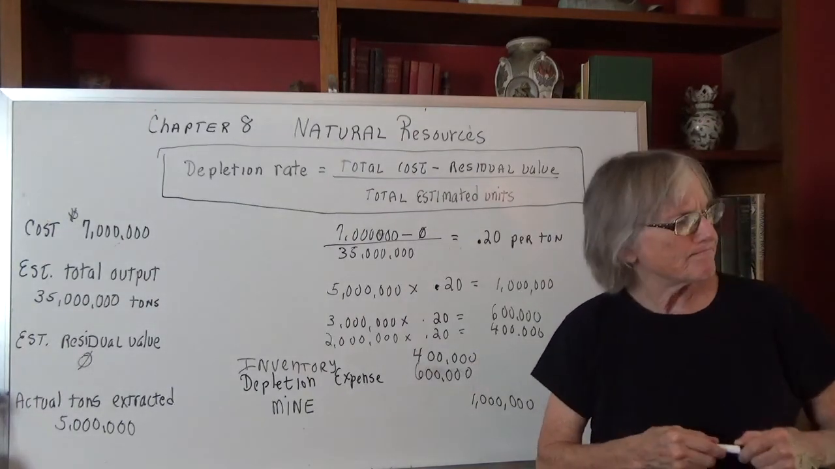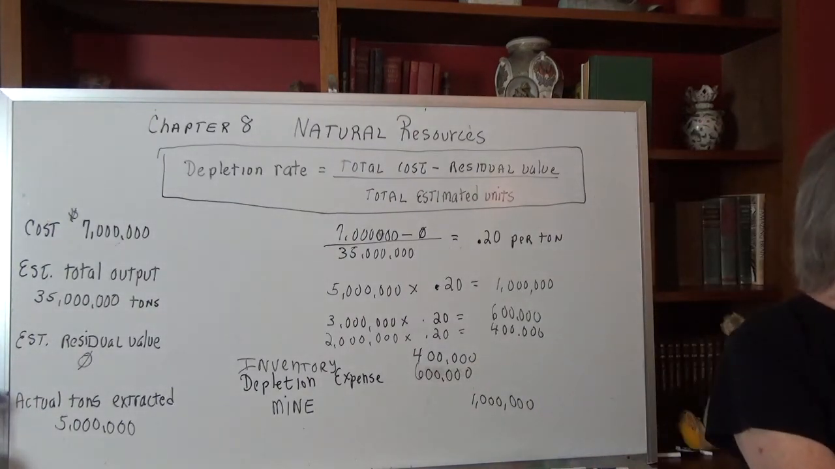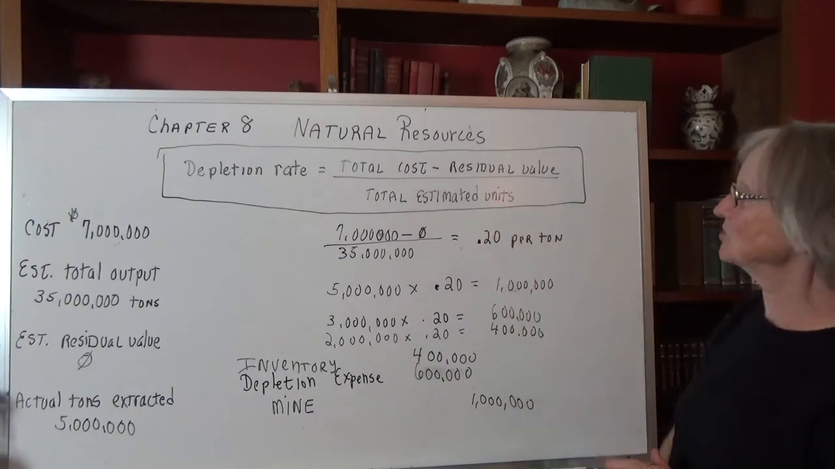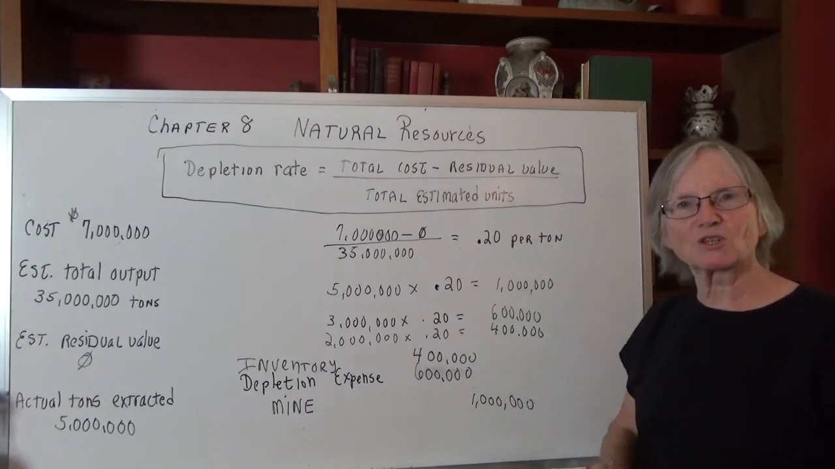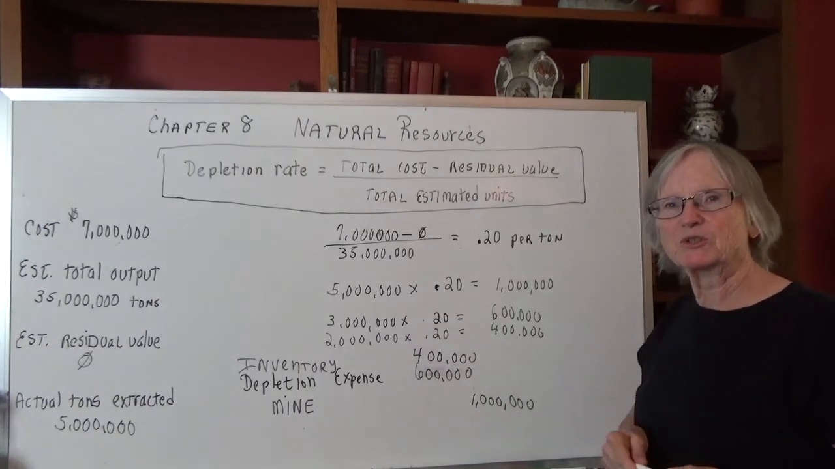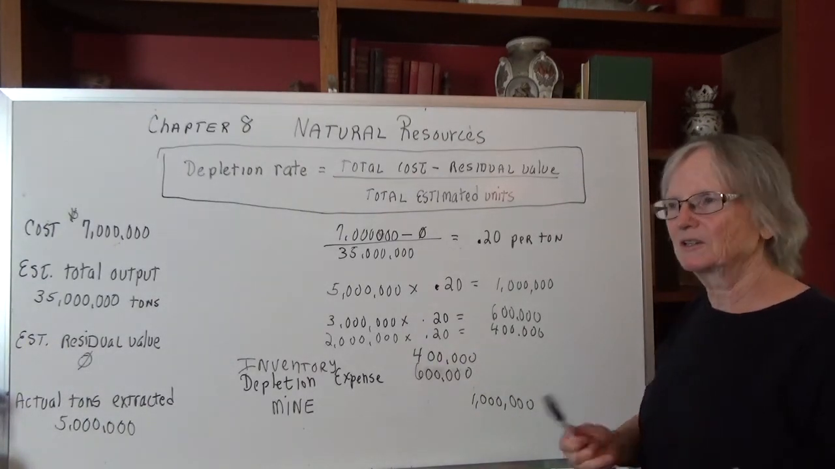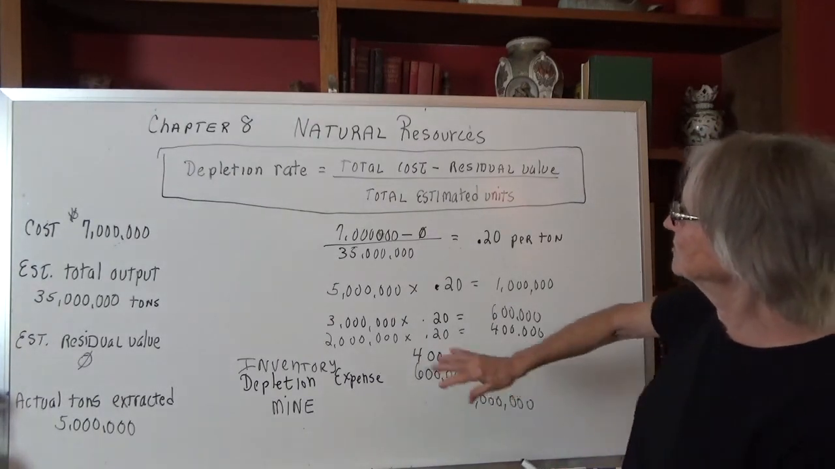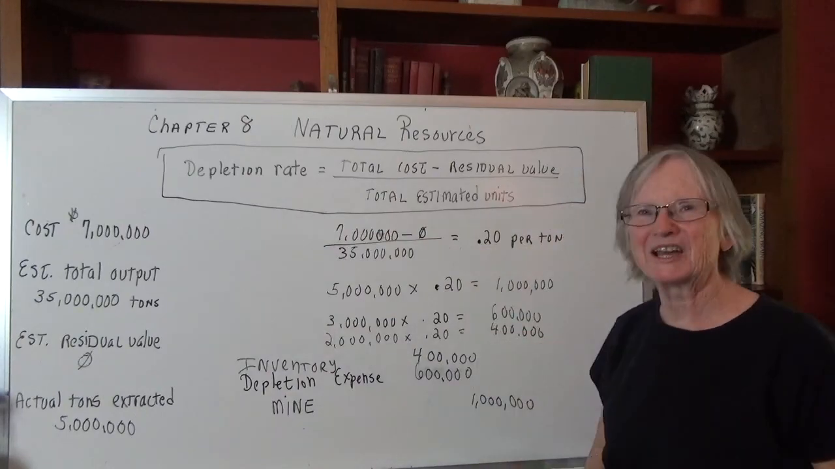So when you're doing these, you'll be given most of the information you need, and you may notice this is very similar to the units of activity method that we use in calculating depreciation, but this is our depletion rate for our natural resources.